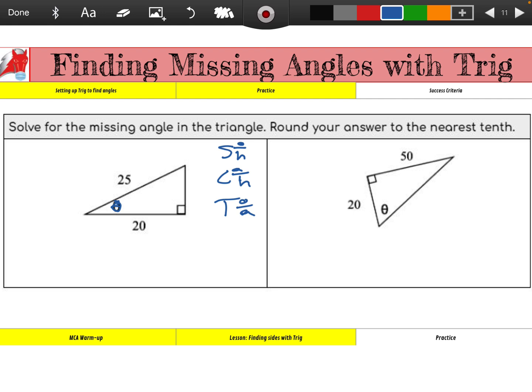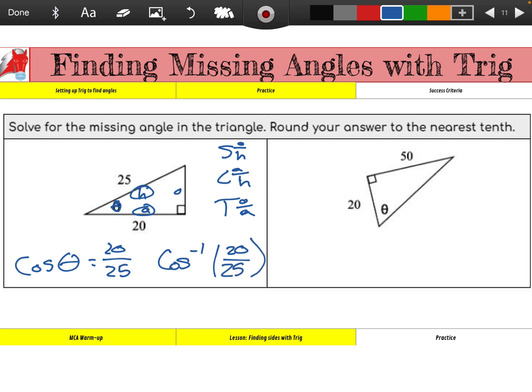All right. First one. If I'm solving for theta, remember I have opposite, adjacent, hypotenuse. I'm using the adjacent and hypotenuse, so that means it's cosine. So the cosine of theta is 20 over 25. Calculator time. I'm going to say, what's that angle given this ratio?